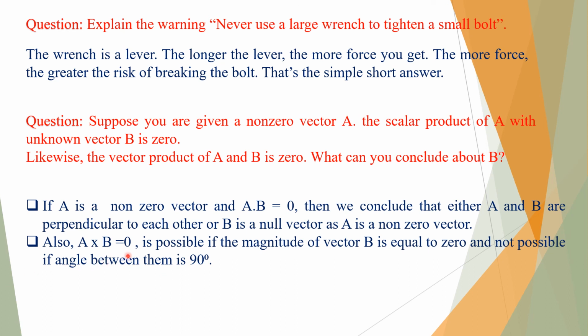Also, A cross B equal to 0 is possible if the magnitude of vector B is equal to 0, and not possible if angle between them is 90 degree, because A cross B is equal to AB sine theta. So by putting theta equal to 0, we can get A cross B equal to 0 when A and B are parallel to each other. So in case when B is 0, we can get A cross B equal to 0. Hence, it is concluded that B is a null vector.